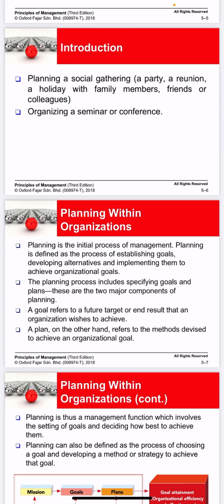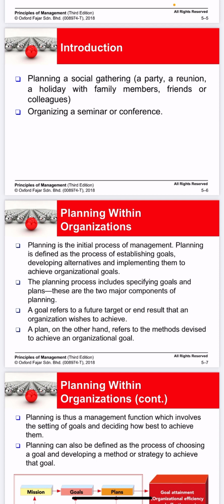Planning is defined as the process of establishing goals, developing alternatives and implementing them to achieve organizational goals. There are 3 points in the definition of planning. It starts with establishing goals, developing the alternatives and implementing them to achieve the organizational goals. So remember these 3 points and you can remember the definition of planning. The planning process includes specifying goals and plans. We set some aims, set some goals. These are the two major components of planning.